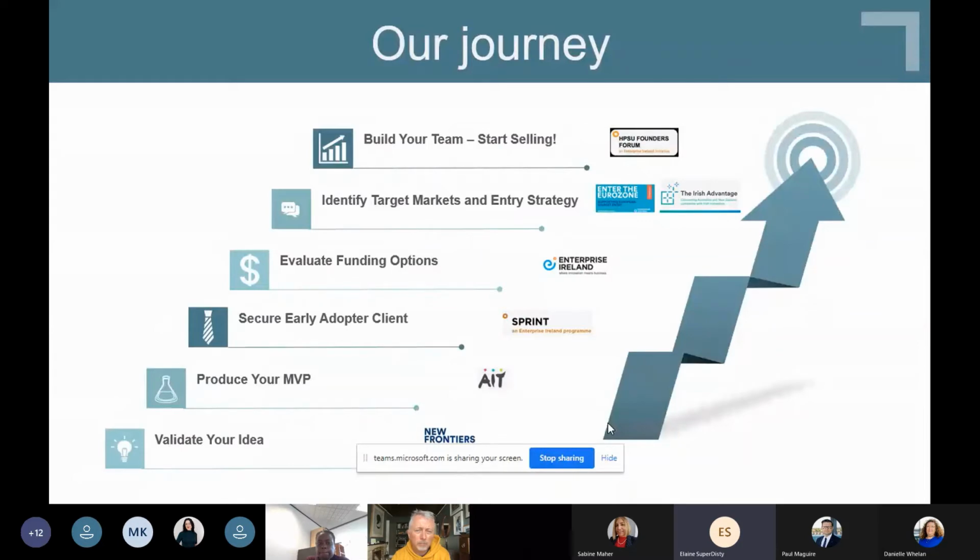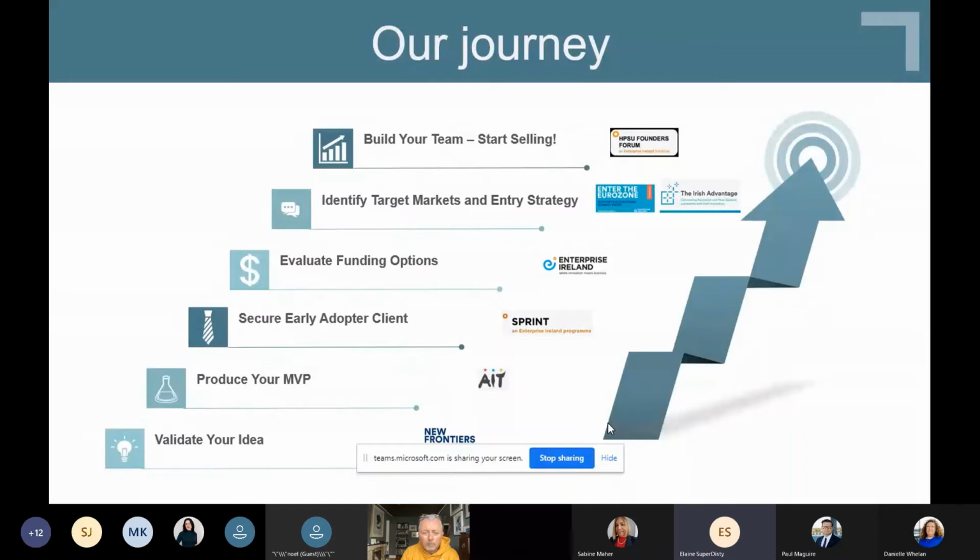And with a small team, it was pretty difficult to try and get everything done at the same time. But there were a number of programs available to us through our Enterprise Ireland link, which were the Enter the Eurozone program, which took us to identify different markets within the EU that would be relevant for us. And Italy, would you believe, was one of the ones that was very relevant for us.